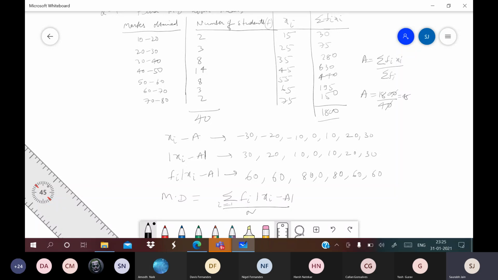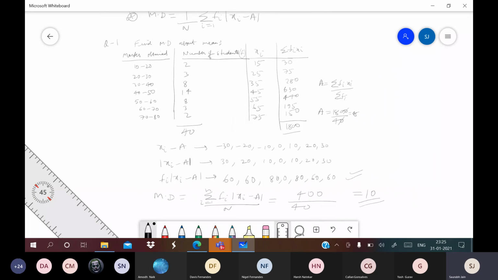I is from 1 to n. So you add these values and divide by 40. So what is the sum of all these? 240 and 160, 400. 10 will be the answer. Okay, 10 is the mean deviation about mean.